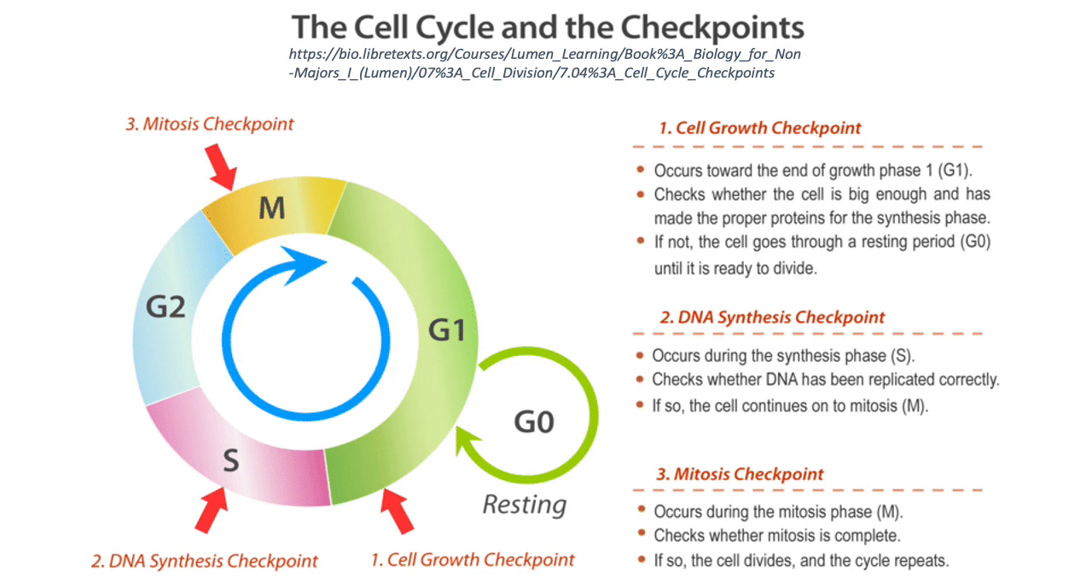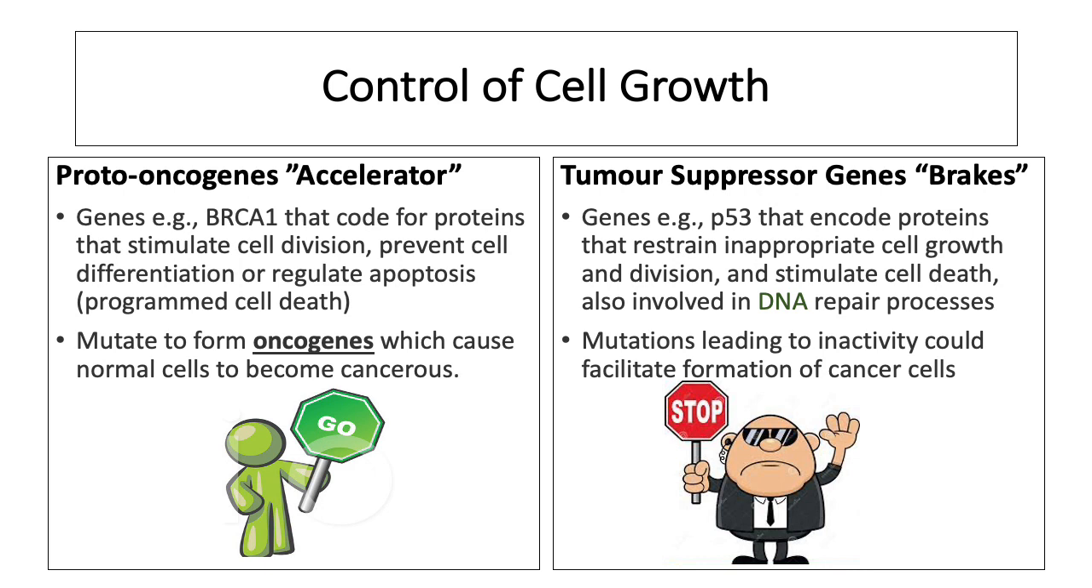So as all these things are happening, they are done under the strict control, as we said earlier, of various genes. And there are two major groups of genes which are important with regards to the control of cell growth. The first genes are called proto-oncogenes, or you can think of them as the accelerator genes. Basically, these genes push cell growth and cell division forward. And an example of such proto-oncogenes is the BRCA1, which is actually very important in the development of breast cancer. So these genes can actually get mutated, the proto-oncogenes.